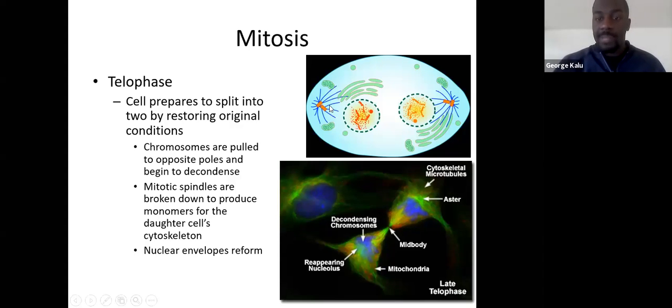The mitotic spindles that we initially had are going to release from the chromosomes, and they're going to start to break down. And then we're going to reform our nuclear envelopes, just like we see over here. These are our nuclear envelopes beginning to reform.